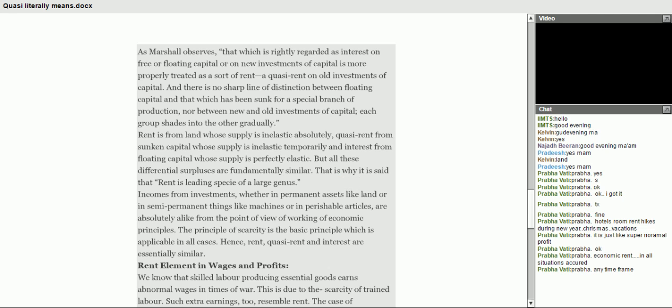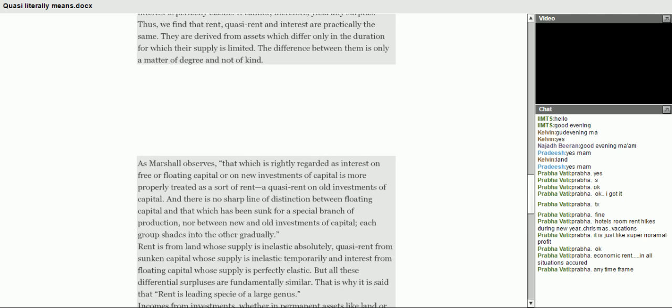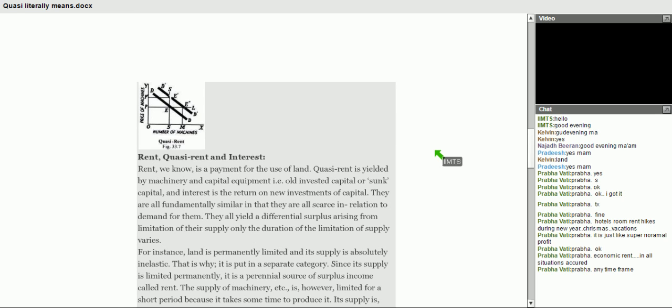Okay, so we are now done with this portion. We just needed to know what is quasi-rent, that we know. It's the temporary earning which we accrue on account of the different factors of production when their supply becomes constant over a period of time.